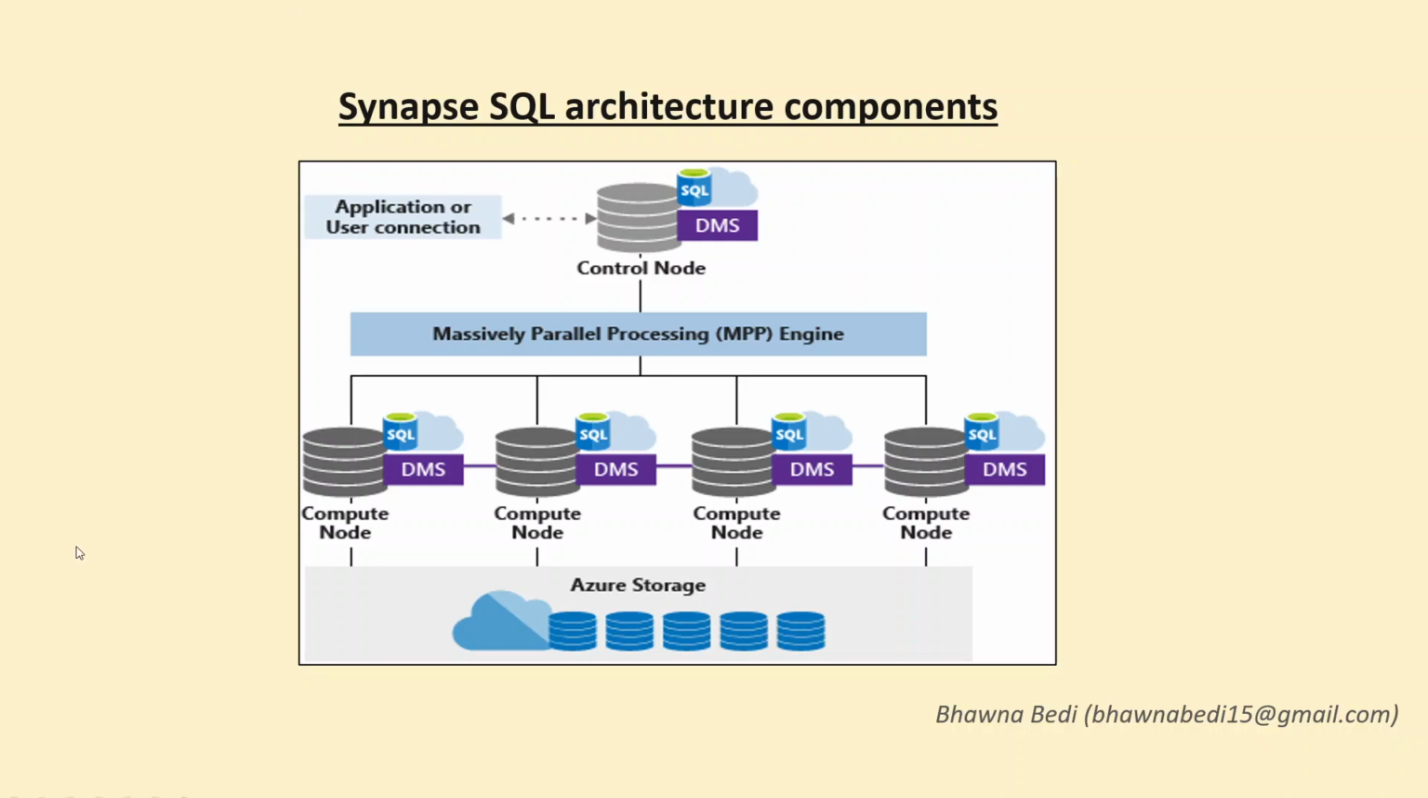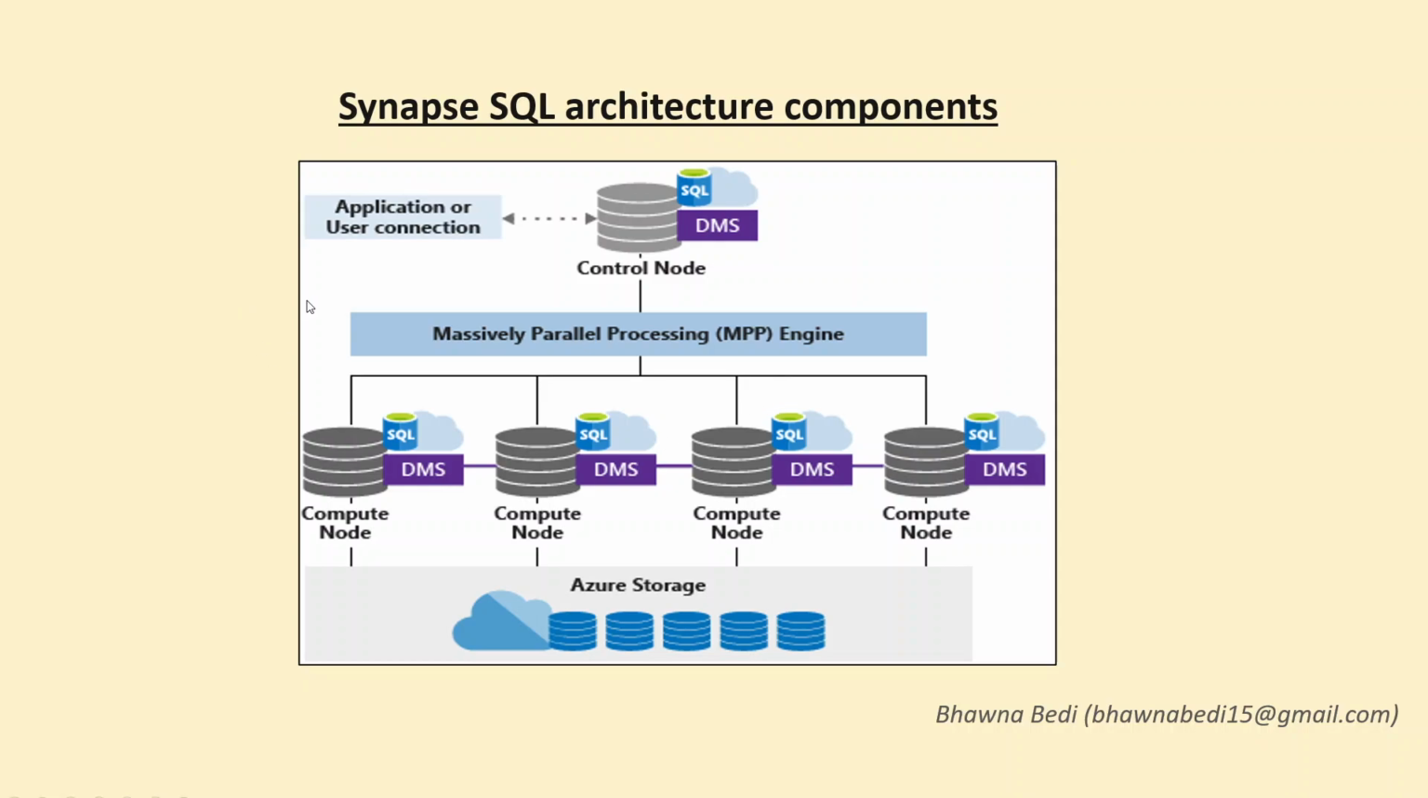As you can see here, we have the control node at the top, then the parallel processing engine, then the compute nodes, and then your Azure storage. Your compute node stores your data inside Azure storage, and that is the reason we have the last layer as Azure storage in this diagram. This is also called a node based architecture.